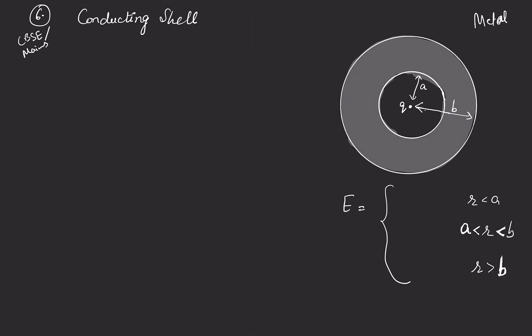And now you have to find the electric field at three kinds of possible points. Either the point can be inside this cavity, or the point can be inside this metal, or the point can be outside this metal. So this is easy. If the point is inside this metal, you know that there cannot lie any electric field because of the property of a conducting body. So this should be 0, right?